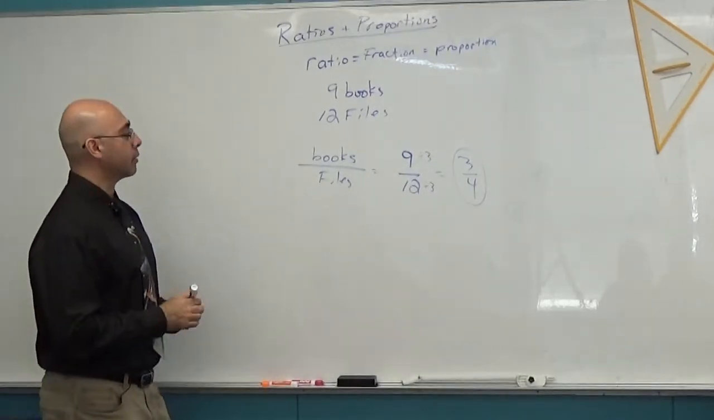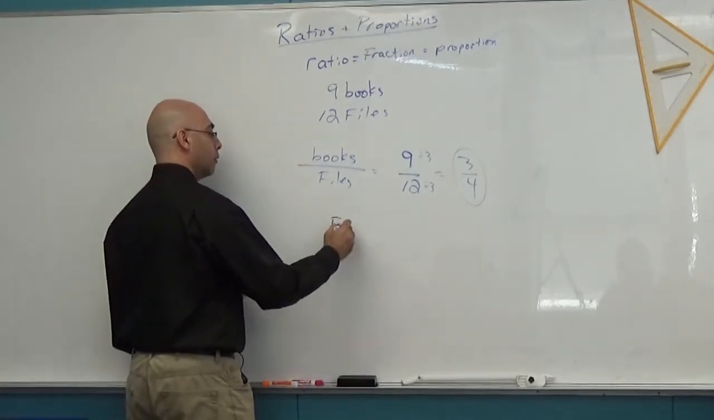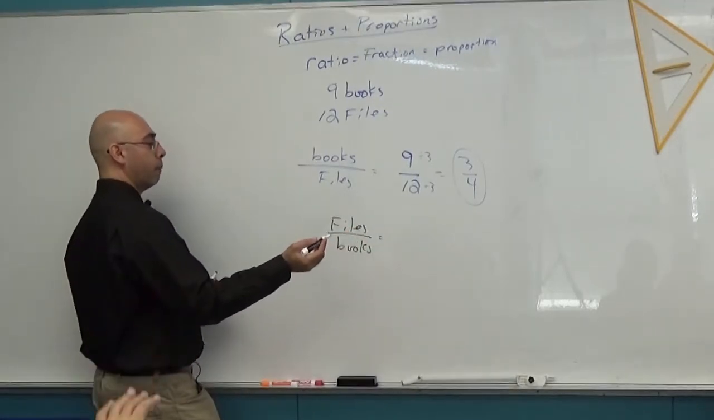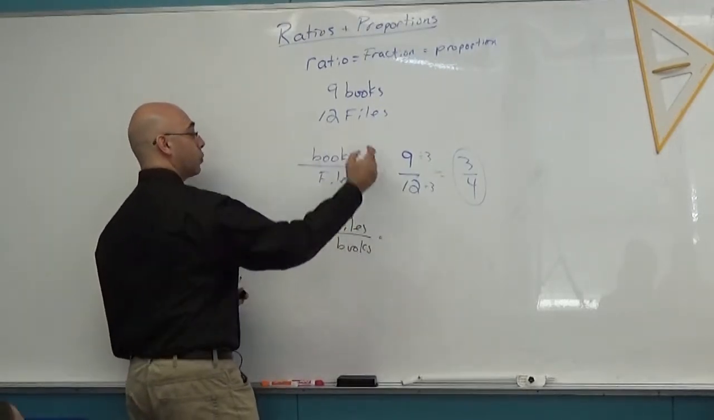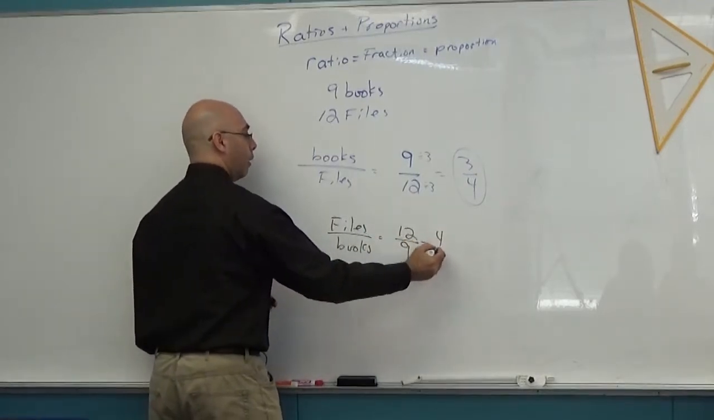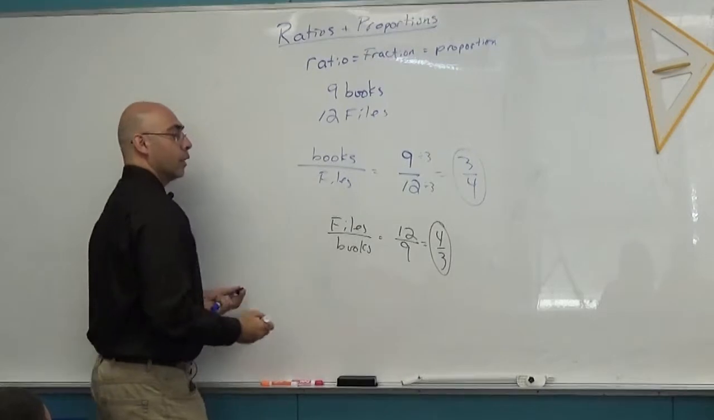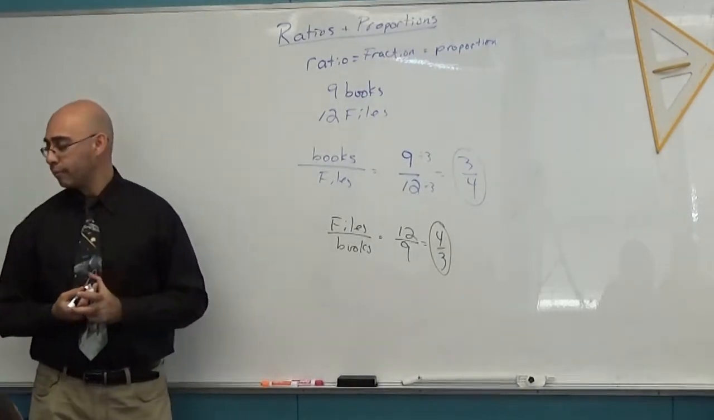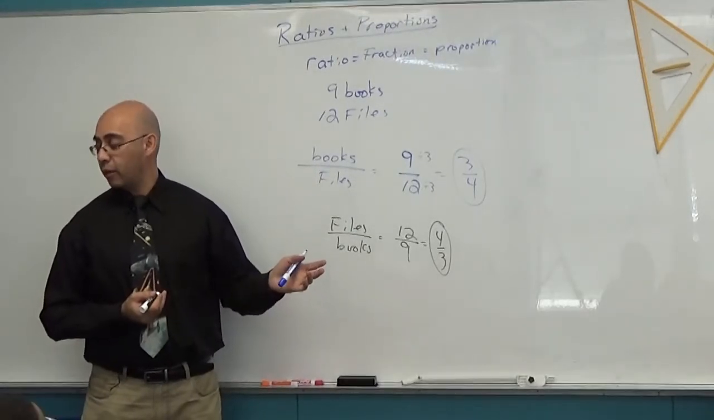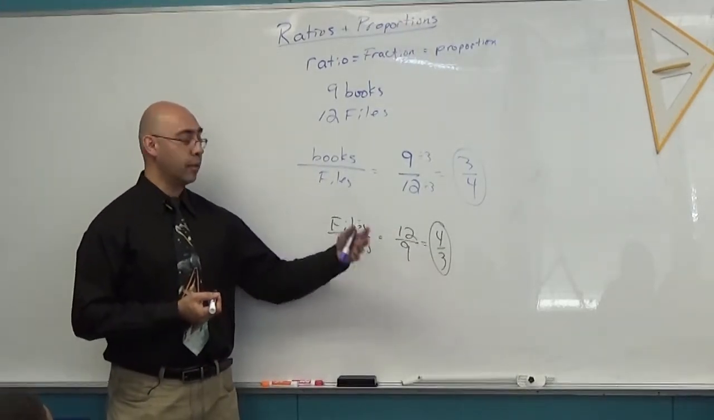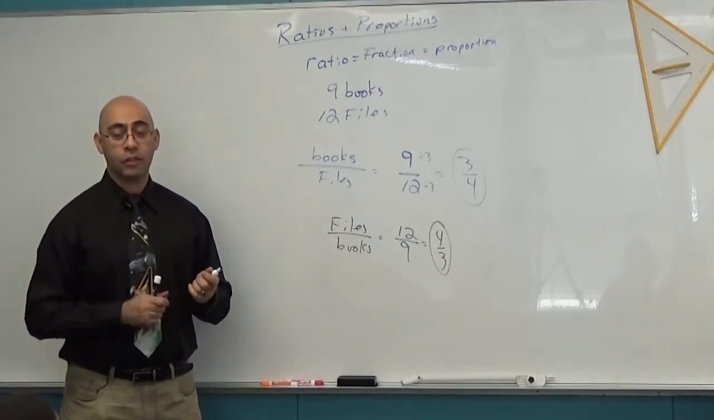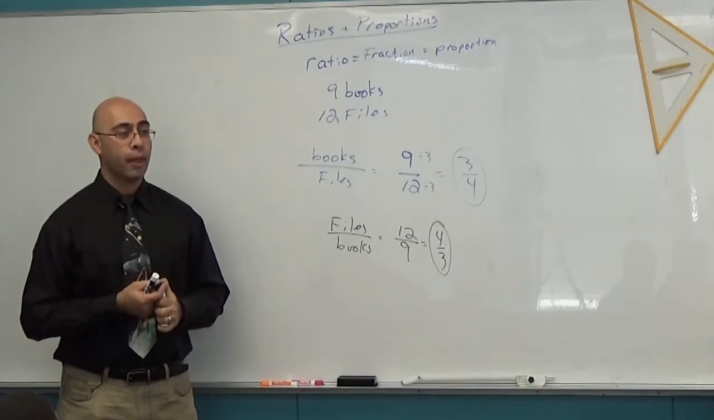Well, what if they ask this? What is the number of files compared to the number of books? How would I write that down? Oh, because files is 12. Write the number that goes with it. Books is 9. Oh, it's just the fraction that's flipped. So for part C, the number of files is 4/3 the number of books. It's the same thing. It's just flipped over. You just can't simplify it.